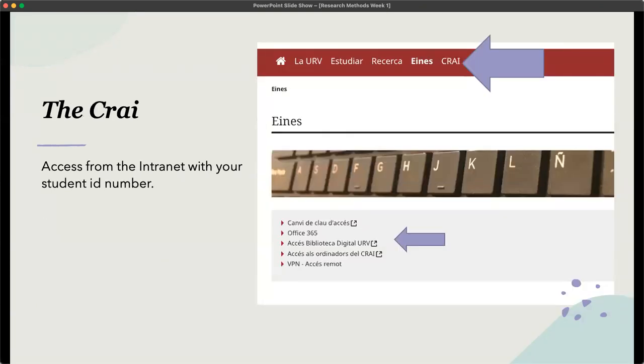If you are a student at URV, the library is called the CRI. And so you can access this from the intranet with your student ID number. So when you log into the university intranet, you'll see up at the top, we have the CRI here, and then the third bullet down will allow you to have access into the CRI.